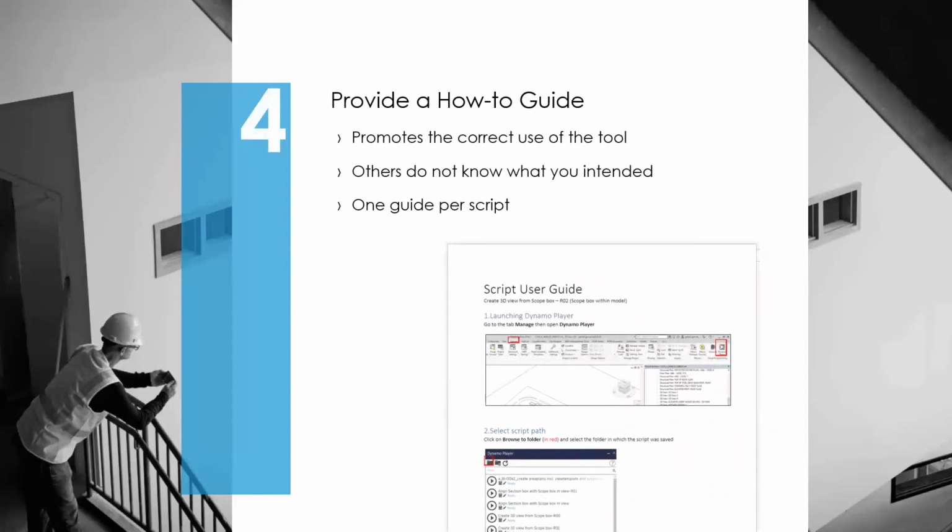Fourth tip: provide a how-to guide. That's very important. Not everybody knows what you're thinking when you create that script. Not everybody knows the goal of that script, how to use it, which inputs. Even though you can use Data Shapes and make it really easy, they still wonder, okay, what am I supposed to put here? So I try to write one user guide per script and send it to everybody that I send that script to. This is how you use it, this is what you should expect from it.